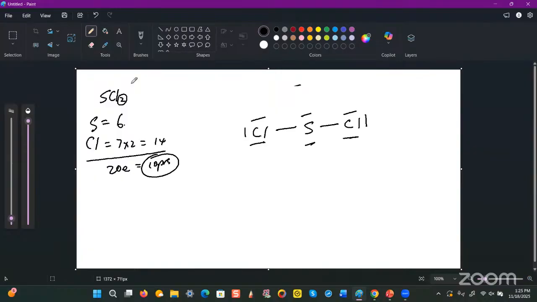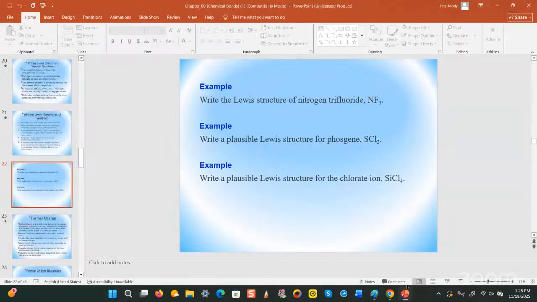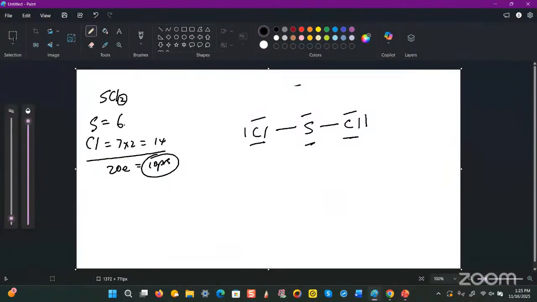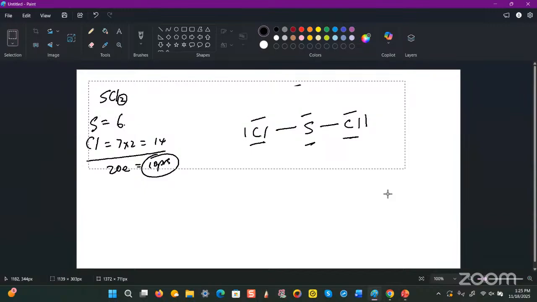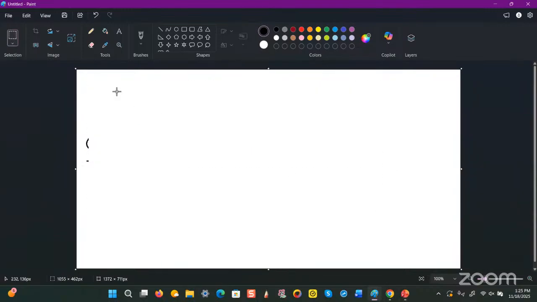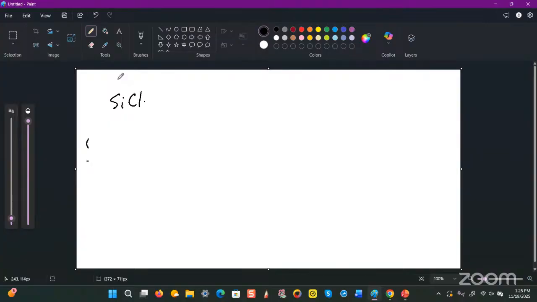Okay, what's the next example? Silicon tetrachloride. So let me go back here. Let me delete this. All right, so SiCl4 is the next one. So let me hear what you have to say, because now you should be able to tell me how we go about doing this based on the previous 2 examples. So what's the first step?